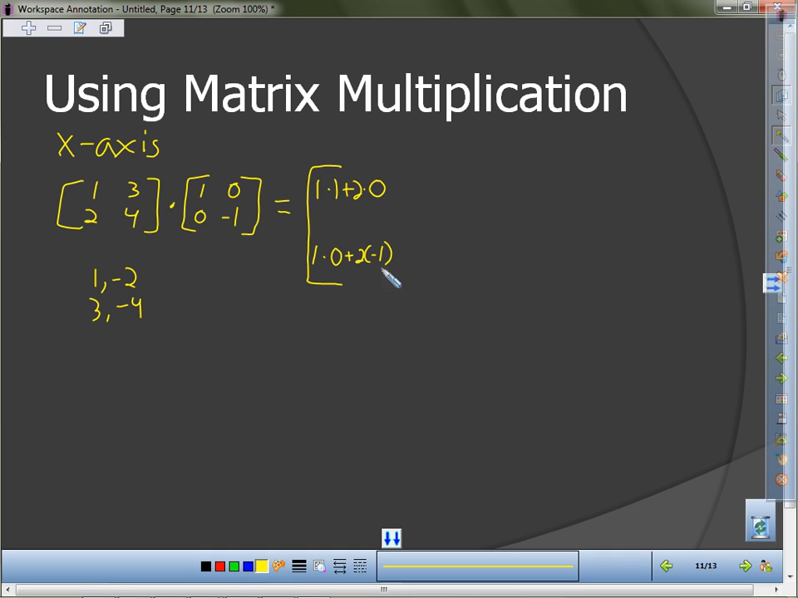Now, this is how matrix multiplication works. I don't really want to get into why it works this way at this point, because you will spend considerable time in algebra doing it. But this is more just kind of you understanding that it's possible.